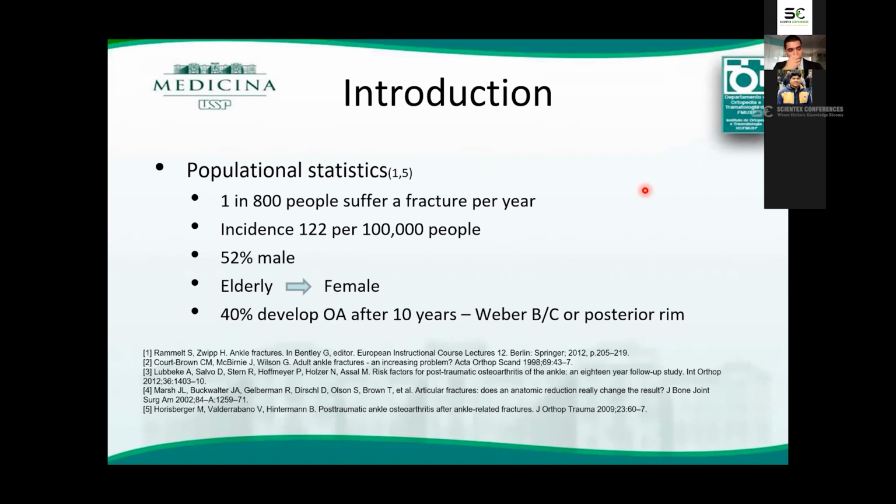So let's introduce. 1 in 800 people suffers an ankle fracture every year, and of all ankle fractures, 52% occur in men. With increasing aging, elderly women are affected too. And despite advances in fracture management, the overall risk of developing post-traumatic osteoarthritis after 10 years is almost 40%, particularly with bimalleolar type B and C of the Weber classification or fractures involving the posterior tibial ring.